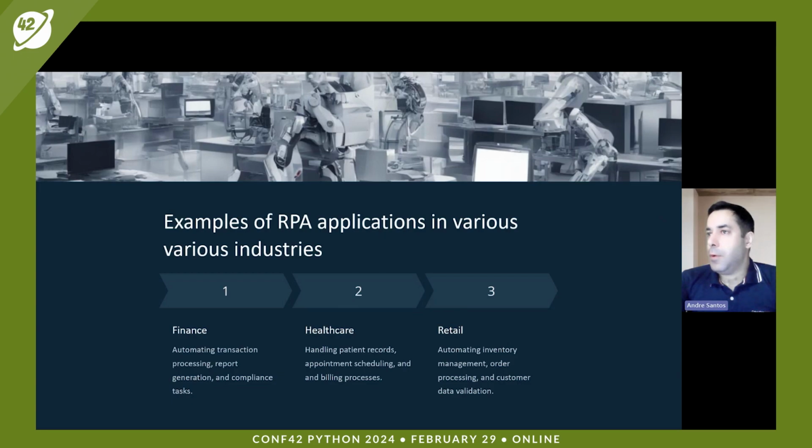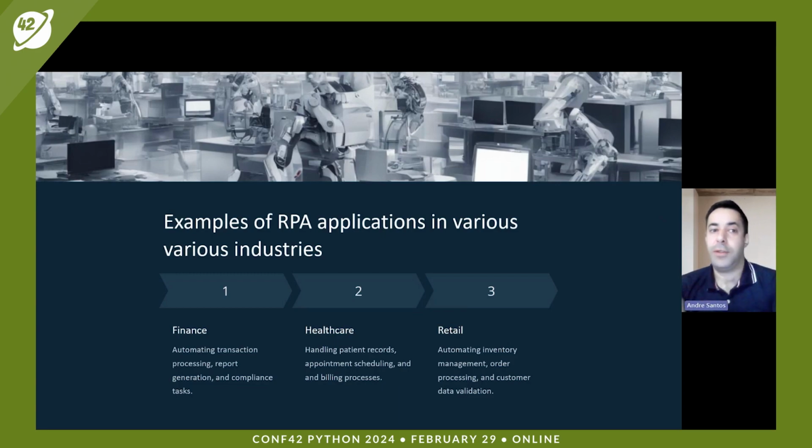So, we will see here some examples of RPA applications in some industries: finance, healthcare, retail, to mention a few. In finance, automating transaction processing, report generation, and compliance tasks are some of the tasks that can be automated by a bot.